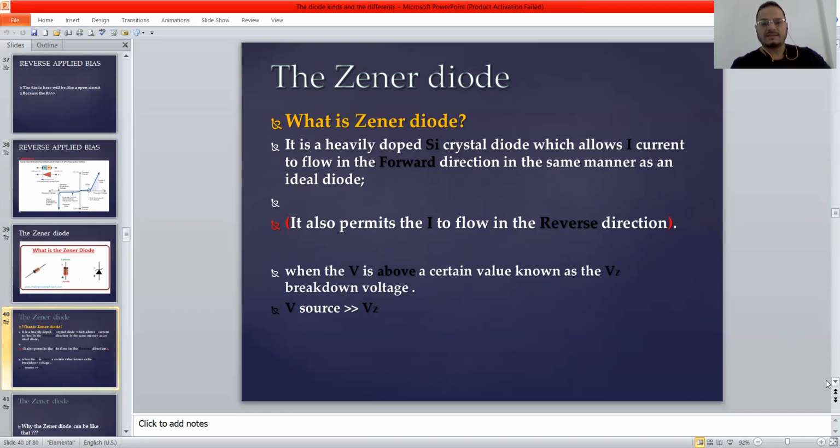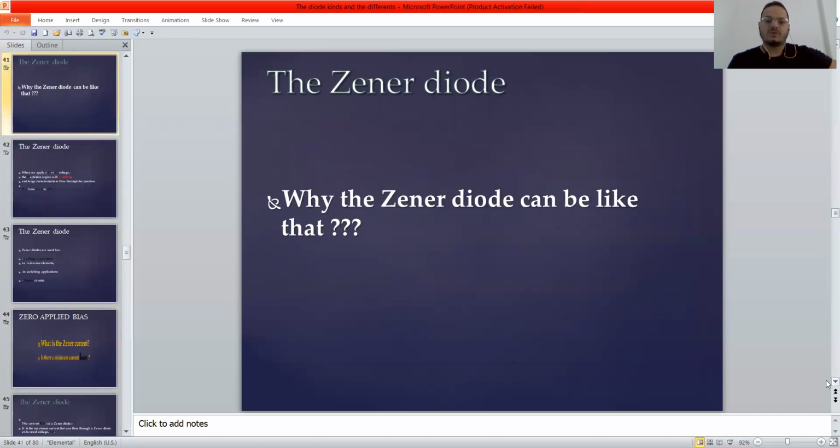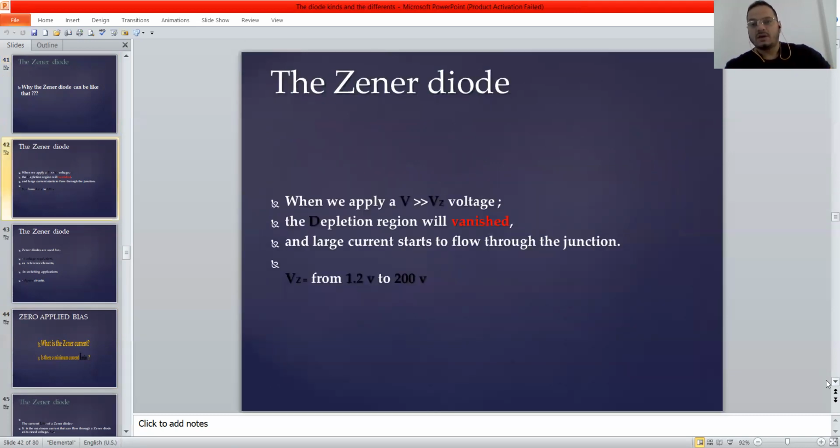This is something different from the other diodes. Why can the Zener diode be like that? Why can it let the current go through from both sides? When we apply V bigger than VZ, the depletion region will vanish, and large currents start to flow through the junction. VZ is different from VB of the ordinary diode. Here it starts from 1.2 up to 200 volts, depending on which current we're dealing with.